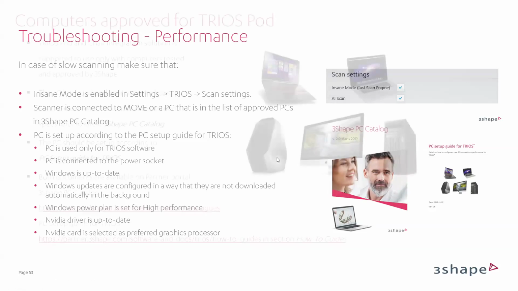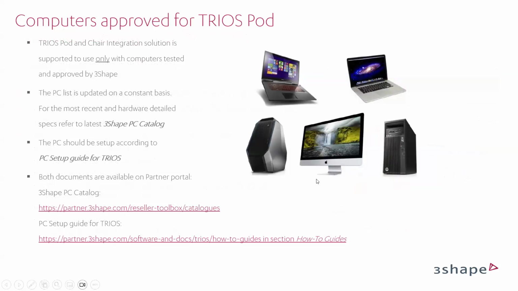You may also find information about all the approved devices, the approved desktop PCs or laptops. You may find the list of approved laptops and desktop PCs that support our software, that were actually tested with our software, and that show high performance, in the 3Shape PC catalog that is available on our partner portal website.